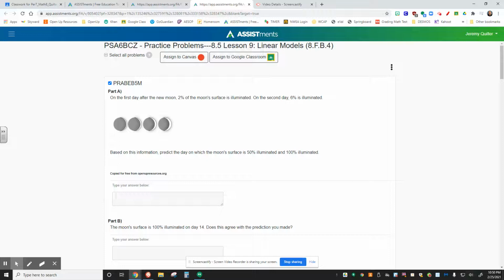Here we go with a little bit of homework help from Unit 5, Lesson 9. Problem 1 is talking about some phases of the moon. When we talk about this term new moon, that means the moon is completely dark. We don't see any slivers of light.